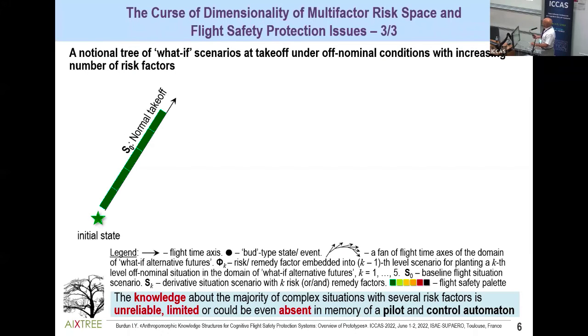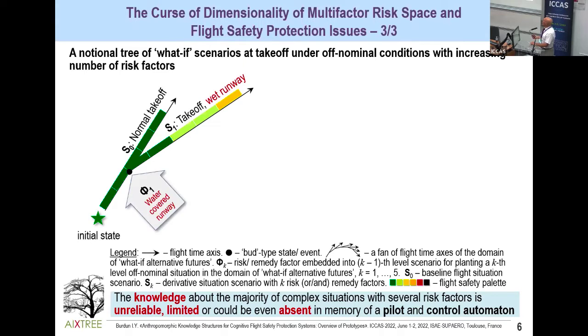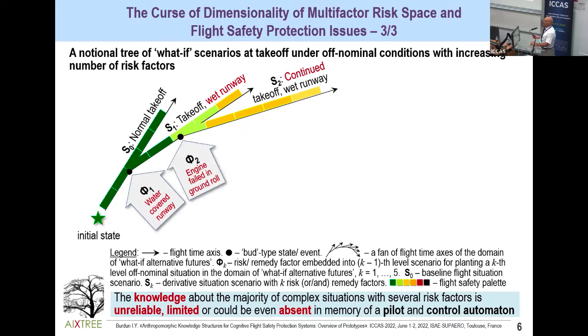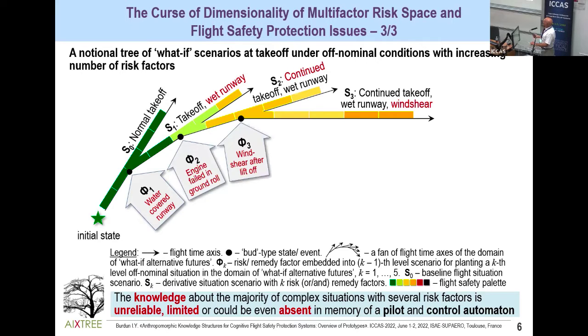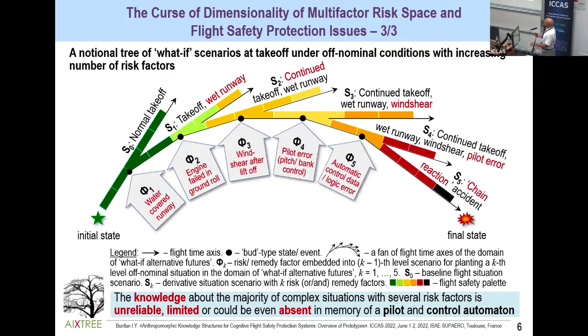This is a nice tree which shows you how a multifactorial what-if situation develops if we add risk factors or demanding operating conditions one by one. So from normal takeoff, we get a takeoff from the runway. Then if the engine fails, we have a continued takeoff. Then a wind shear condition brings another complication of the scenario. Then we end up with the chain reaction accident.